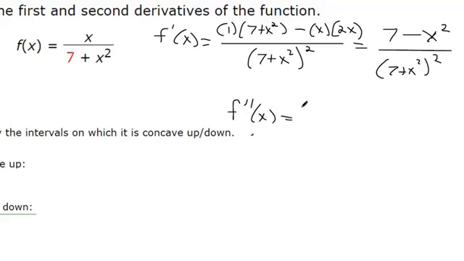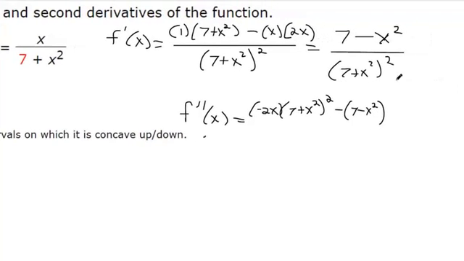It's the derivative of the numerator function times the denominator function. The denominator function is just a lot bigger this time. 7 plus x squared being squared. Then we subtract that by the numerator function times the derivative of the denominator function. Now the derivative requires the chain rule, right?